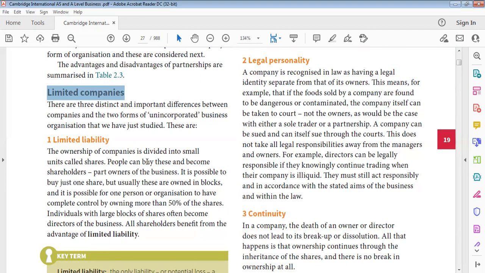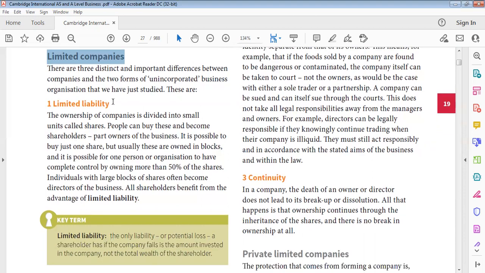Now, let's learn what their features are. The first feature of limited companies is that they have limited liability. So what does limited liability mean? Limited liability means their liability is limited up to a certain point. That means you cannot touch their personal life.